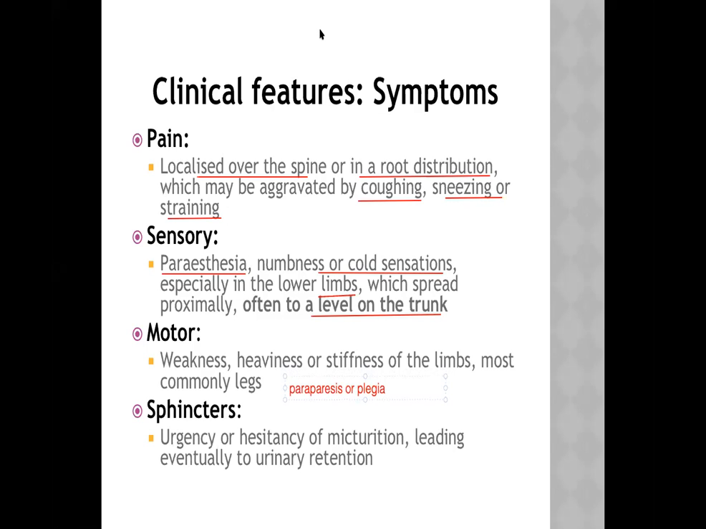You're absolutely correct. Paraparesis is a partial paralysis, or you can say weakness, and paraplegia is a complete one. It's a dense type of paralysis. According to the grading which we have learned in the motor system examination, paraplegia is a denser type of weakness than paraparesis. Excellent. Regarding sphincter disturbances, there may be urgency or hesitancy of micturition, which leads eventually to urinary retention. The person cannot pass urine. So these are all different problems.